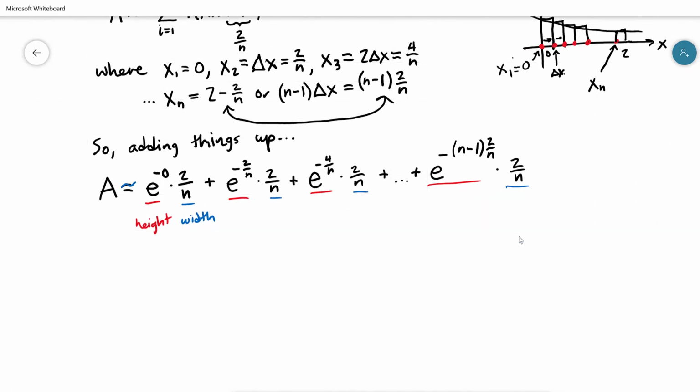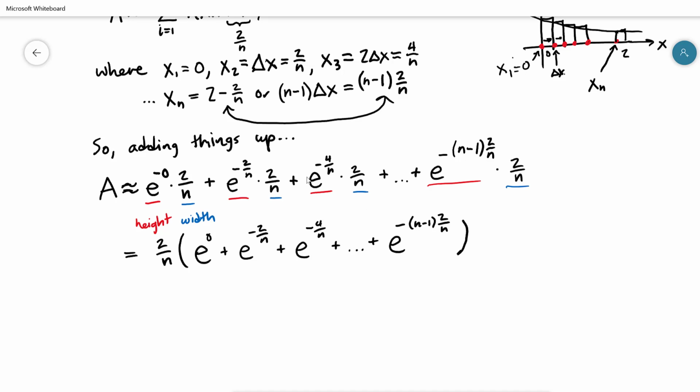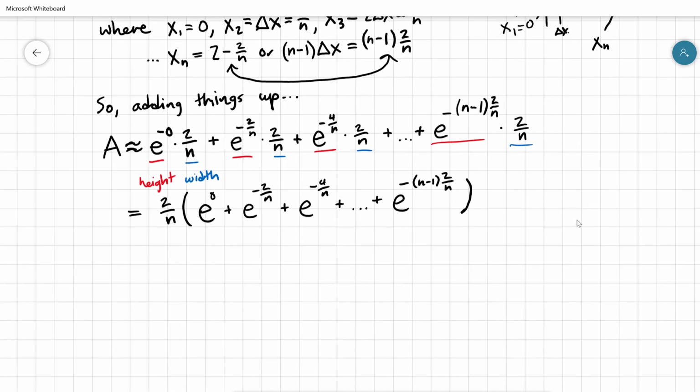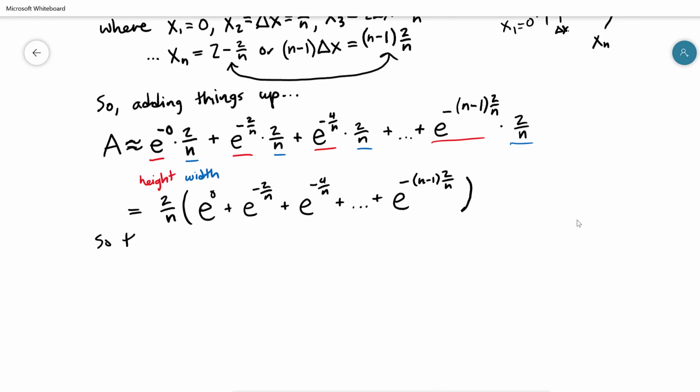So again, this is an approximate area. That approximate area, factoring out that 2 over n from everything, is going to be e to the 0 plus e to the negative 2 over n plus e to the negative 4 over n plus dot dot dot plus e to the negative n minus 1 times 2 over n. I've just rewritten this line with the 2 over n's all factored out. So this is our approximate area.